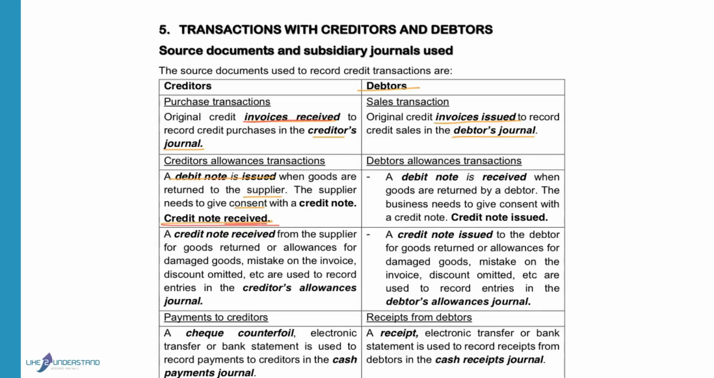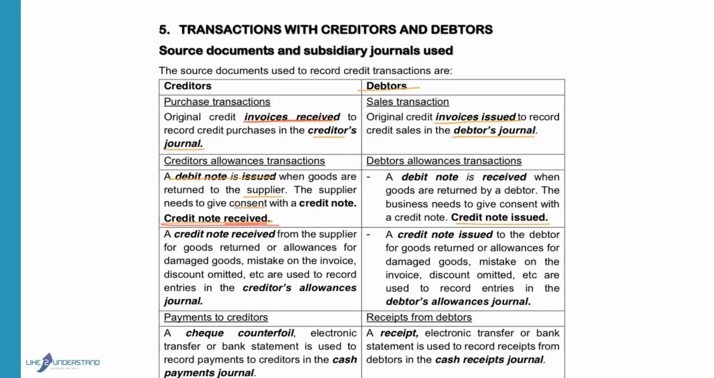If we look at the debtors, we issue an invoice, and if we want to reduce a debtor's account, they will return goods to us with a debit note. If we are satisfied taking the goods back or to reduce the account, we will issue a credit note. So it means if we look at both these transactions again, with debtors, we issue an invoice. And with debtors' allowances, we issue a credit note.